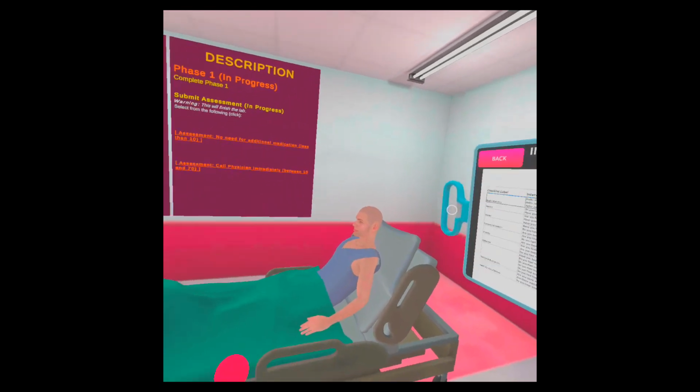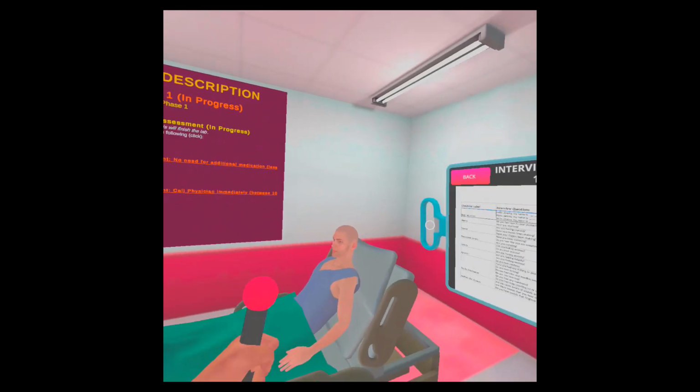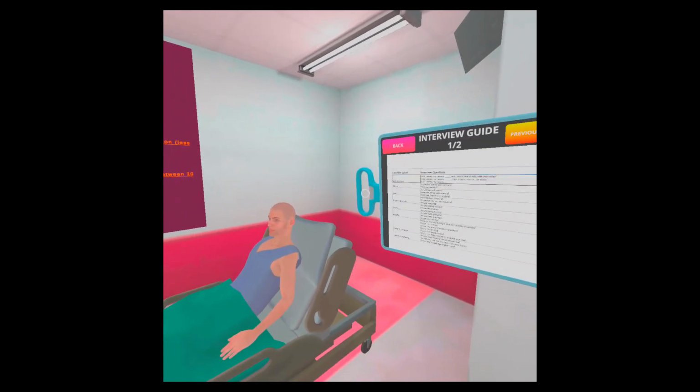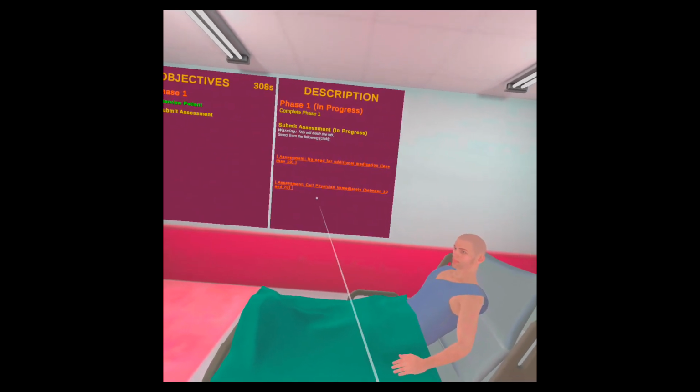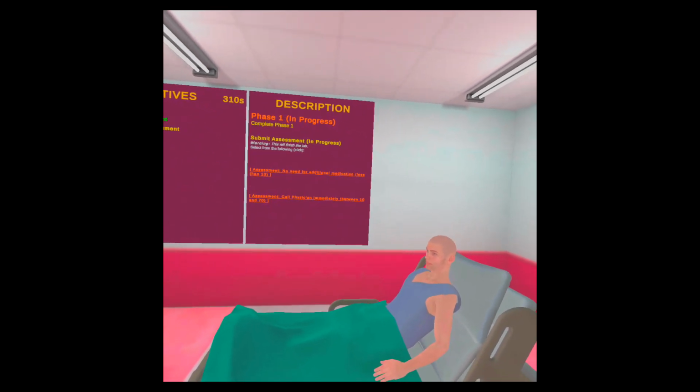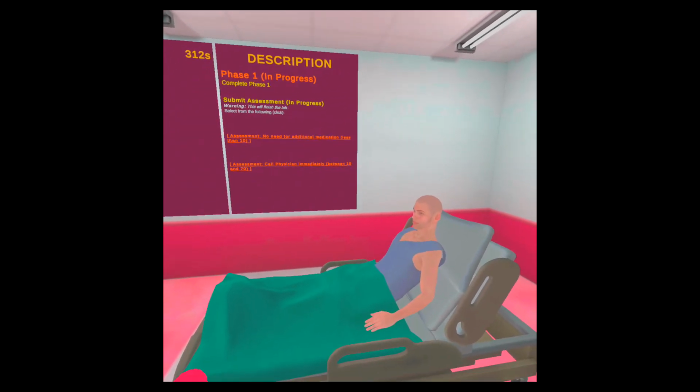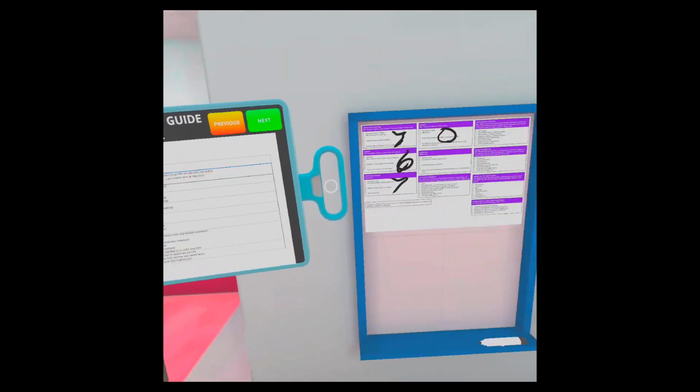Now for the scoring of this activity, I need to complete my entire assessment. So I'm not just going to jump out and make my assessment until I'm completely done, because half of the score is for completing the interview and the other half of the score is for the correct answer.